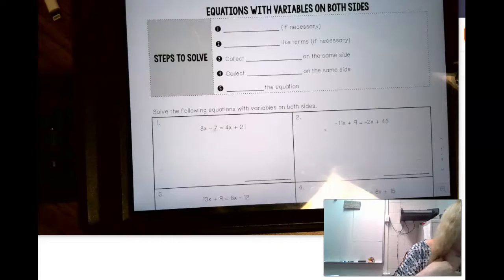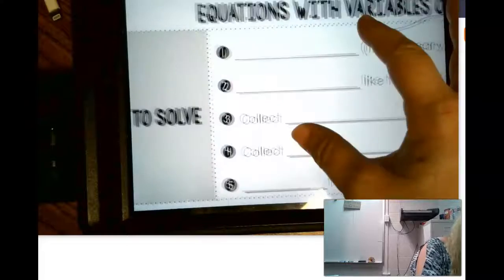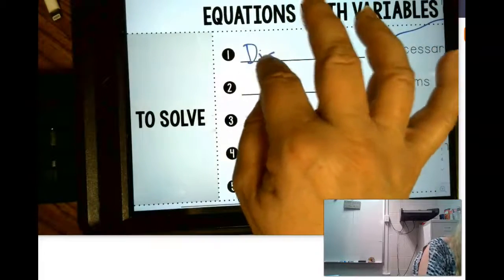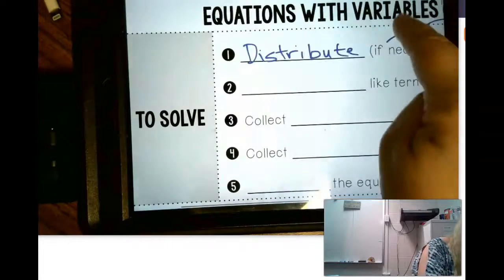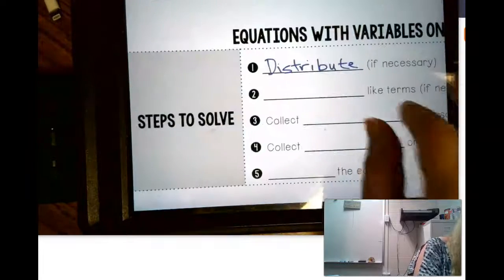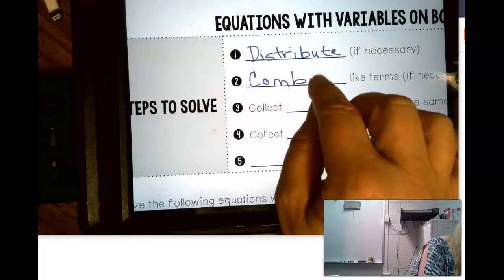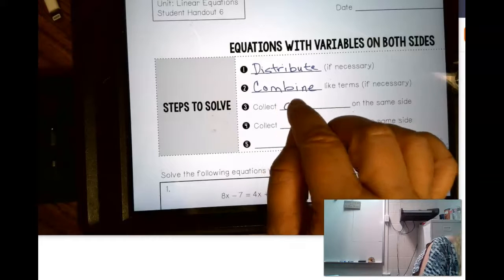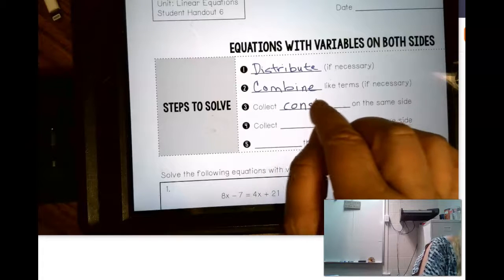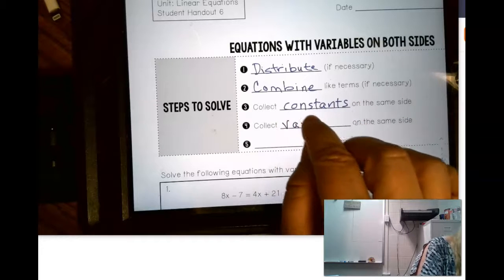So let's see, what are the steps to solving an equation? Well, we have to distribute if necessary. And then, if we need to, we have to combine like terms. And then we're going to collect the constants on the same side. And we're going to collect the variables on the other side.